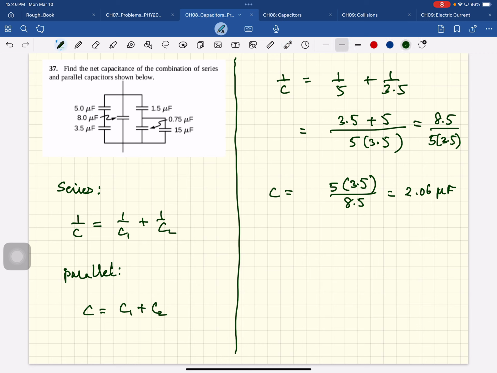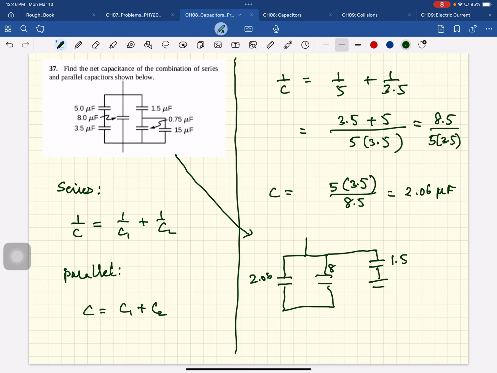Okay, so now what we have done is we've reduced this circuit to, this is 2.06 microfarads, and that is 8 microfarads. And I'm not going to write the microfarads. And then here is 1.5, and this is 15.75.